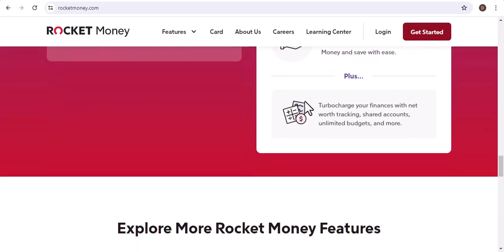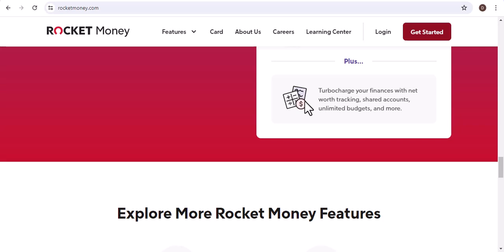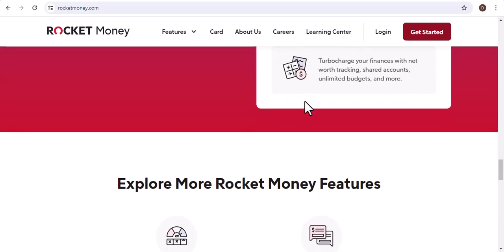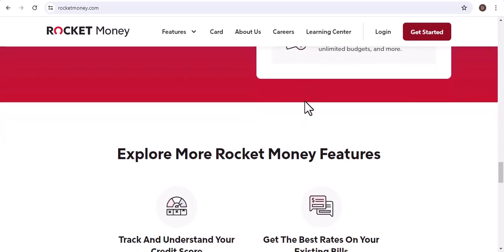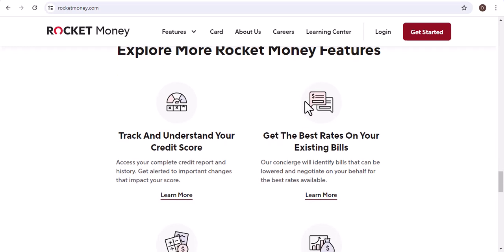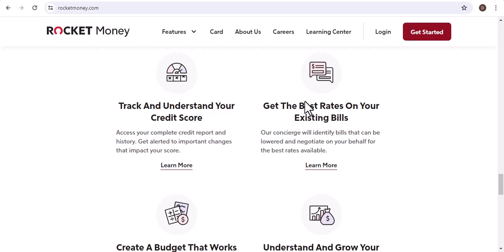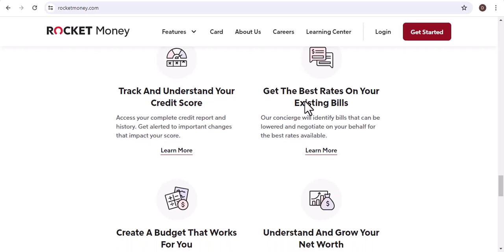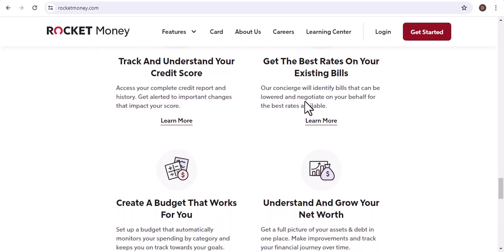Alternatives to Rocket Money. If you're not satisfied with Rocket Money's bill negotiation services, there are other options available. Consider researching other companies that offer similar services. Compare their fees, terms, and customer reviews to find the best option for your needs.